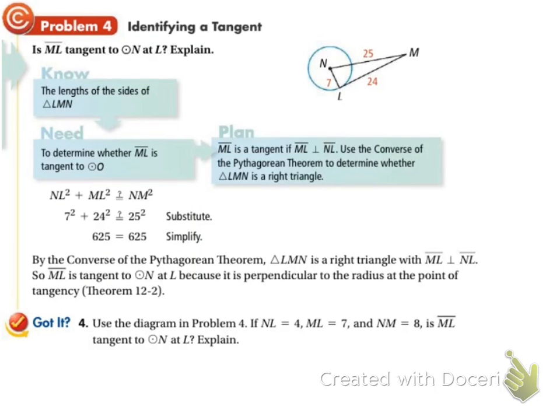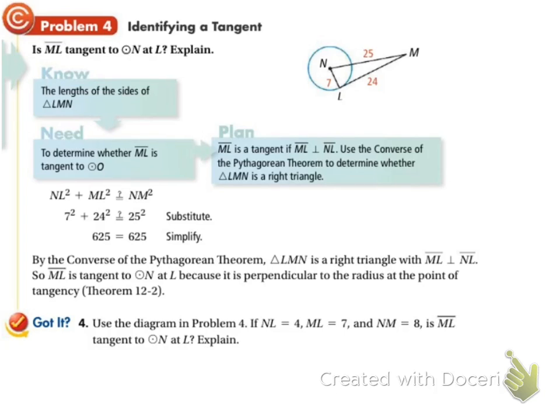This is 12.1b of geometry. So now we're going to check, is it a tangent? Rather than being told it's a tangent and figuring out some length, we're going to check, based on the lengths, is it a tangent? So our got it problem, we're going to do the same sort of pictures up here.